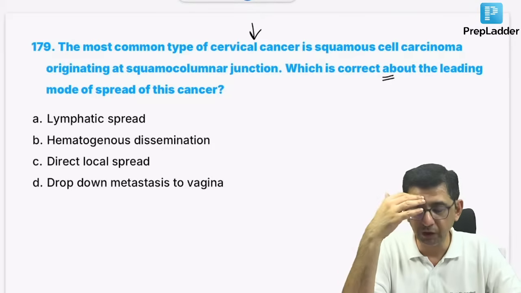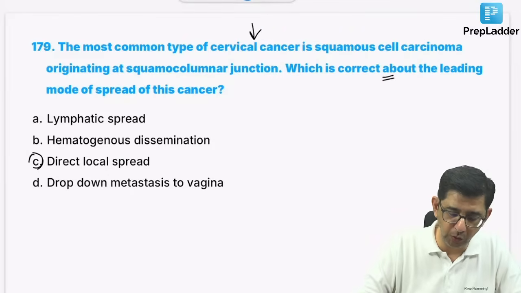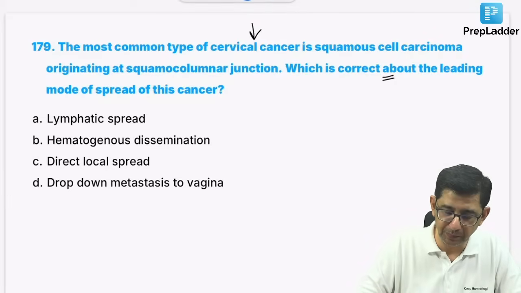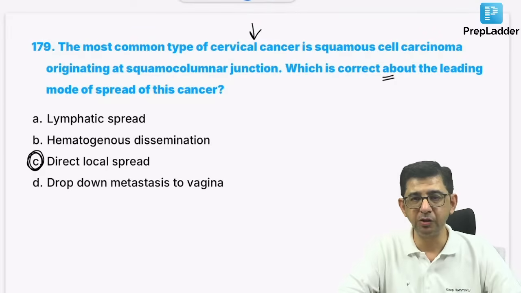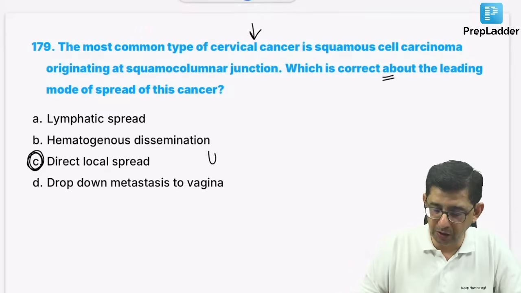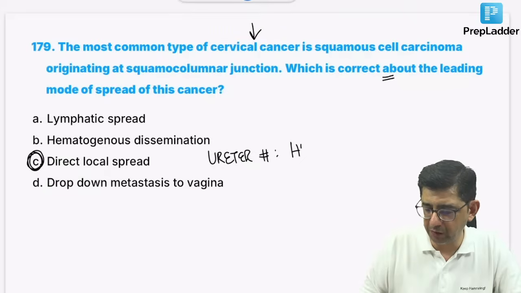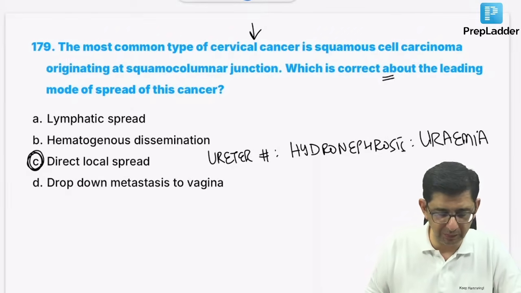Yes, the answer would be C, that is direct local spread. Can you quickly comment in the chat box what would be contributing to the death in these patients? Usual cause of death in cervical cancer. You answered beautifully. Direct local spread. What would be the cause of death? Yeah, uremia, renal failure. Because direct local spread will kink the ureter, no? And the kinking of the ureter would then contribute to development of hydronephrosis. And this hydronephrosis would then contribute to uremia in a patient. So perfectly spot on. It would be renal failure that would contribute to death in these patients.